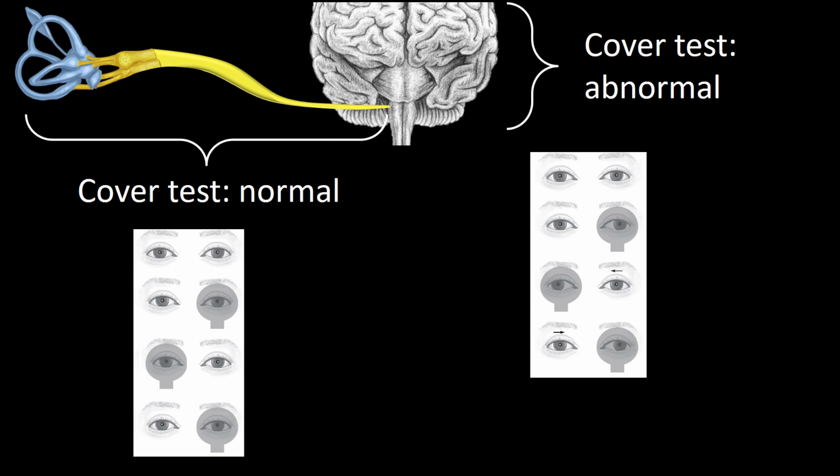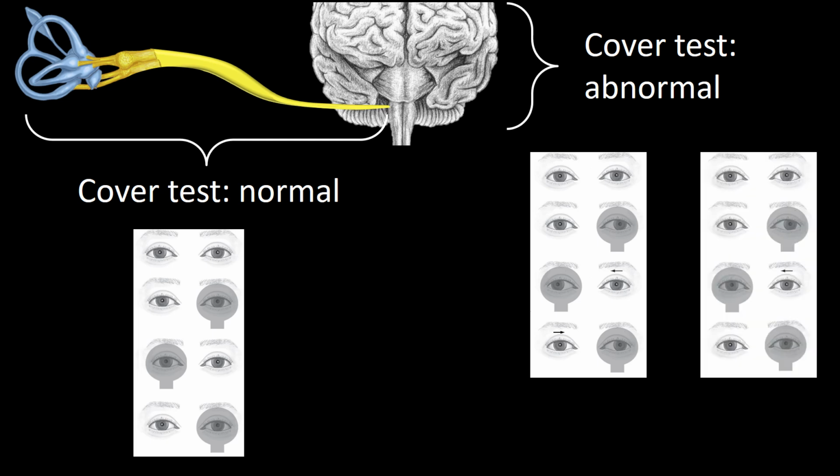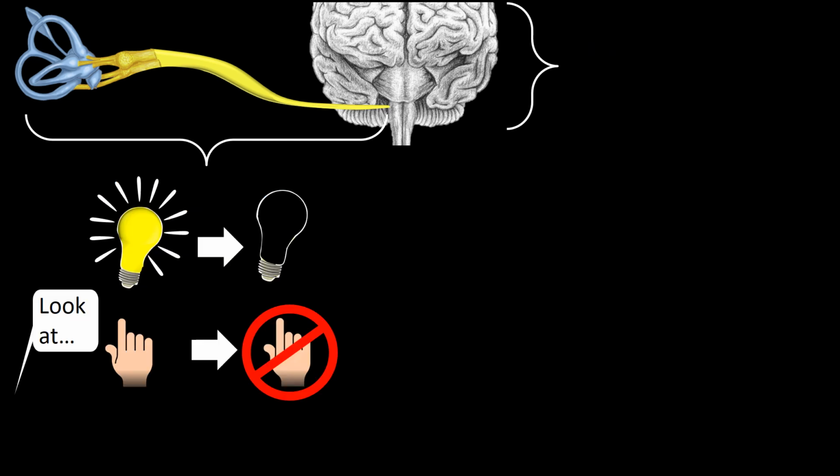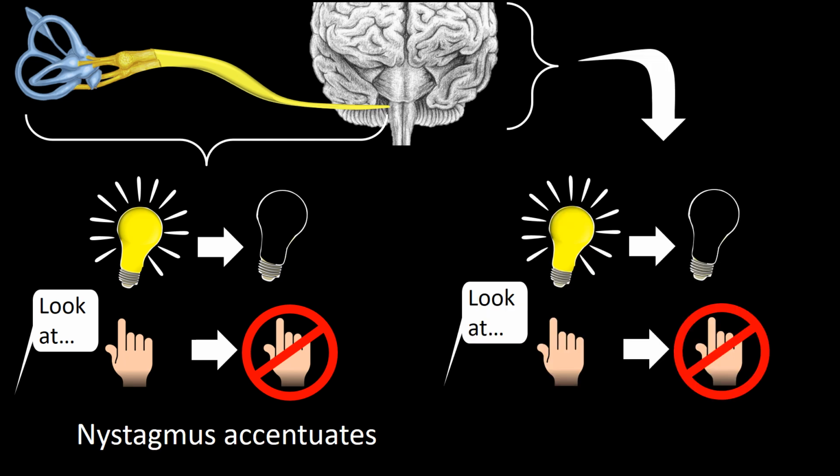It may involve both eyes, in which case once either eye is uncovered, it drifts towards the primary position, or it may be unilateral, when only one eye drifts after being uncovered. The drift could be horizontal, as represented by the arrows, or vertical. Turning off the light and removing fixation accentuates peripheral jerk nystagmus. Darkness and removal of fixation has no effect on nystagmus due to central pathology.